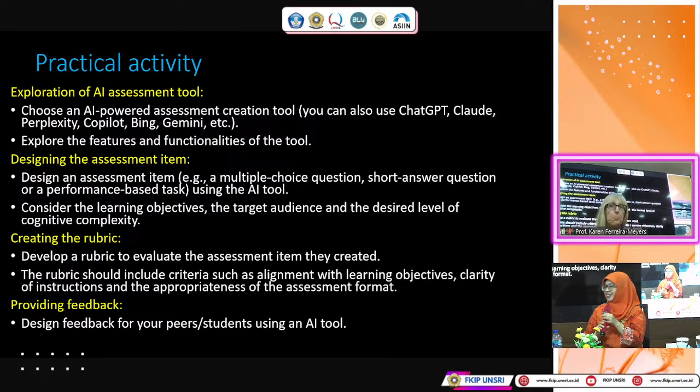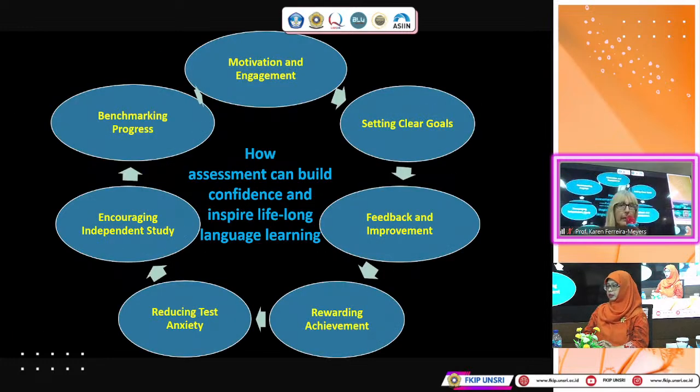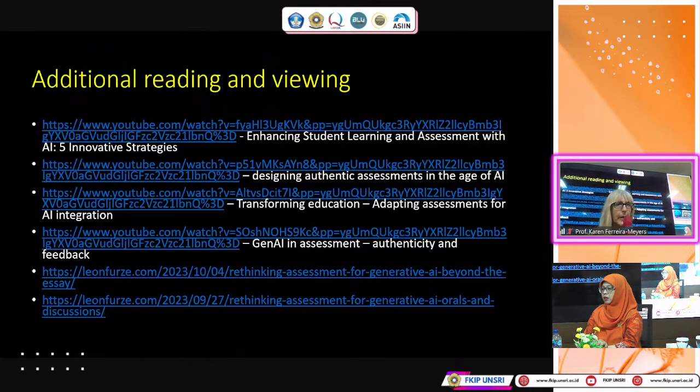Okay. Right. Thanks. Great. So a good task for you: start thinking, start putting together what we've looked at this morning, earlier and now. I just wanted to say that assessment really is an important point in a learning environment to build confidence and also inspire lifelong language learning. Some additional readings that I will share with you, especially the last 2, are blog posts, very useful blogs, and then the others are some videos.